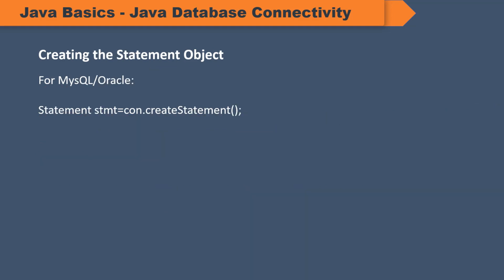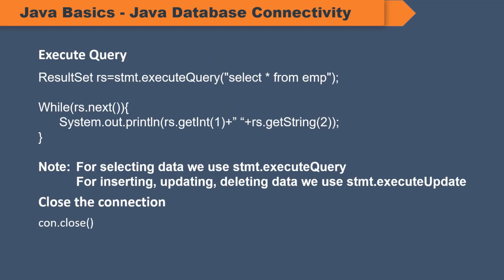And once the connection is created, then we need to create a statement object. So for creating the statement object, we will say Statement stmt is equal to, this is the connection object we have created, con.createStatement. And once the statement object is created, then we have to execute the query.